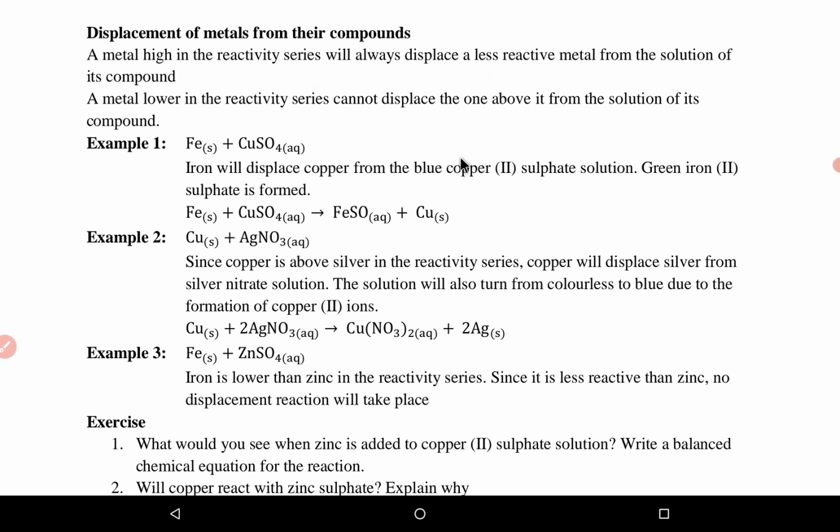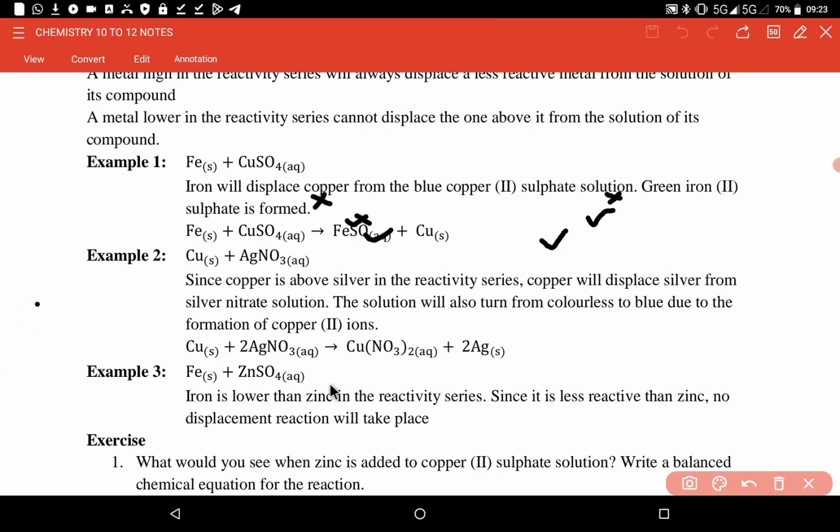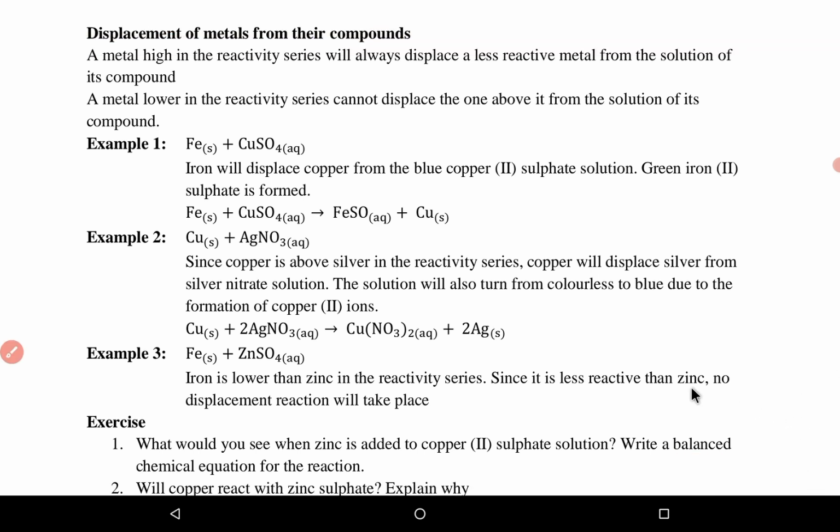So we're going to explain this. Displacement of metals. We're saying that a metal that is high in the reactivity series will displace a metal that is less reactive. So we're going to have examples here. If you get iron and you react it with copper 2 sulfate, this iron will displace the copper in this.